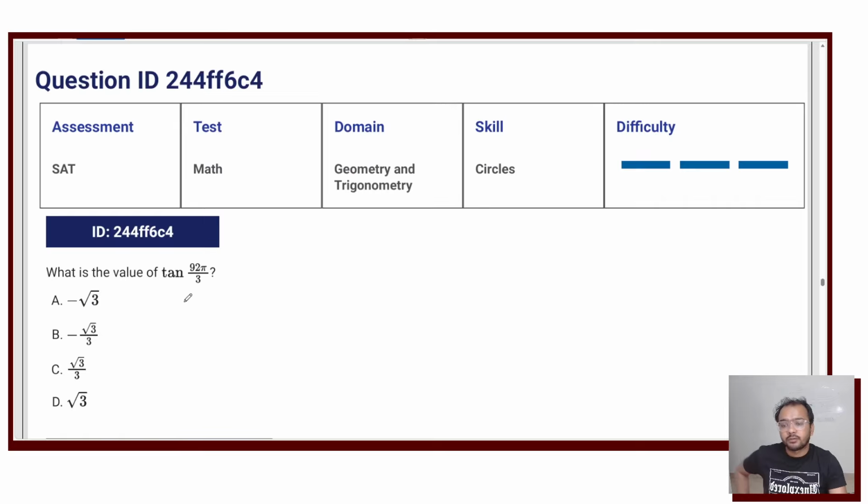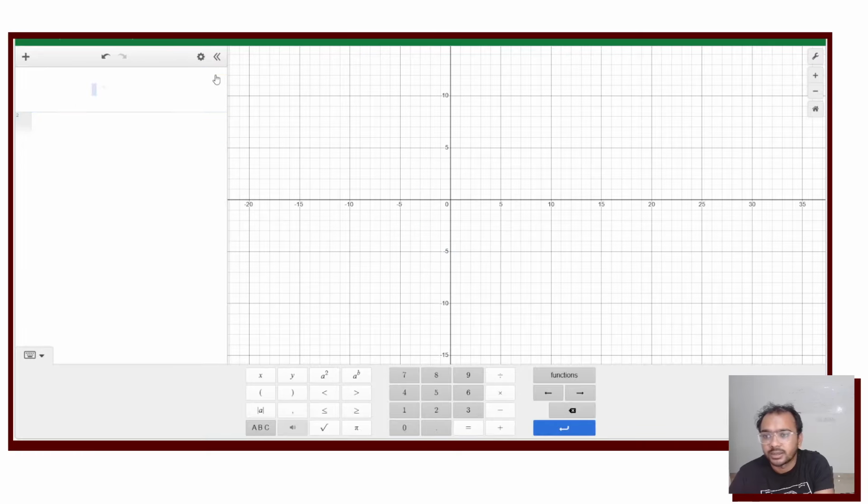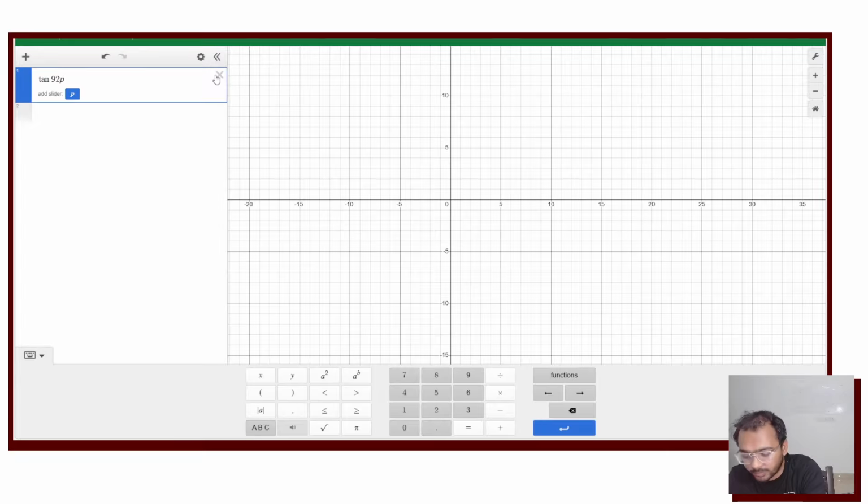Okay, what is the value of tan of 92 pi over 3? So for this question, we don't need to do much. You can simply just put it on Desmos, and we have tan of 92. For pi, you can just write pi, that will make it pi divided by 3. So it's coming out to be negative 1.73.